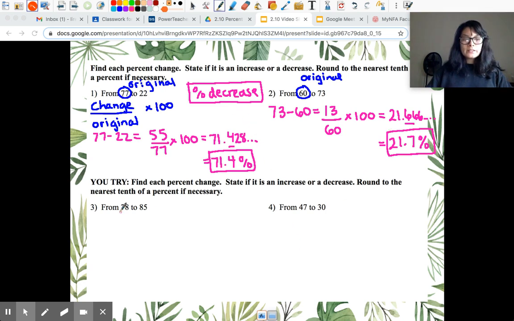So go ahead and give numbers 3 and 4 a try on your own. Go ahead and pause the video, and you can reference what we did here to help you. And then when we unpause, you should see some solutions.